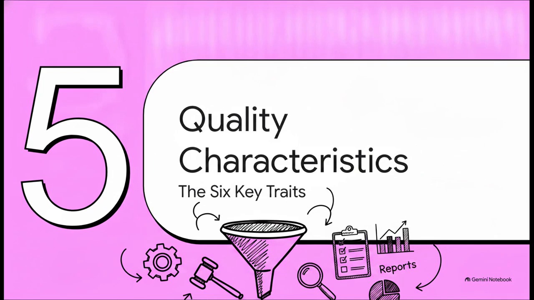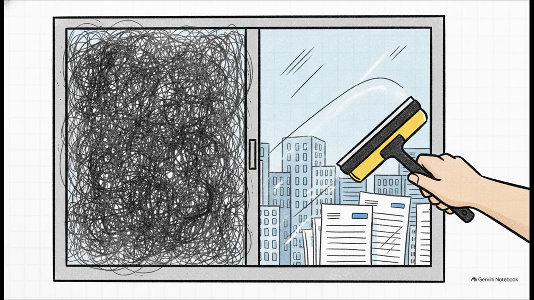Section 5. The 6 quality characteristics. This brings us to the very bottom of the funnel, the specific mechanics and rules that make sure these reports are actually useful to you. The framework lays out 6 qualitative characteristics: relevance, faithful representation, understandability, timeliness, comparability, and verification. Think of these 6 traits as the cleaning solution for our metaphorical window. They keep the view into the government's finances clear, sharp, and totally free from fog.